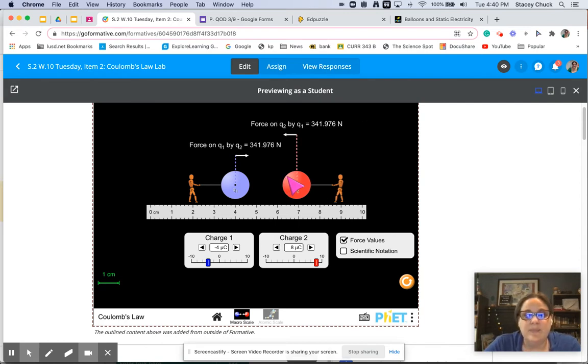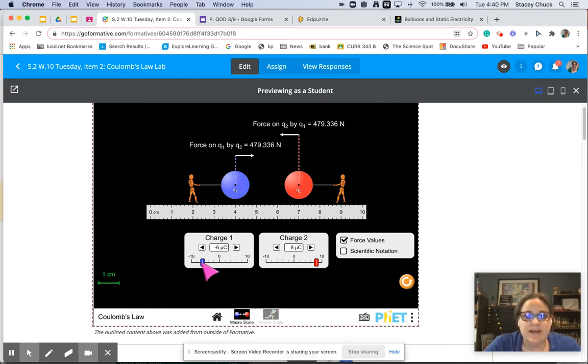Now, as far as the mass, when we had masses, if I increased the mass of either or both, the amount of force would increase. And the same thing happens in this case. If I increase the amount of charge, I will increase the amount of force. So note, watch the force up here while I change the charge. So I'm going to increase the charge. Note that the force got bigger.